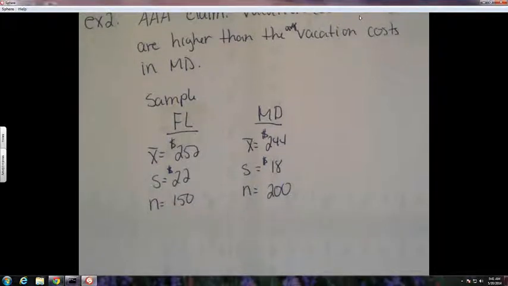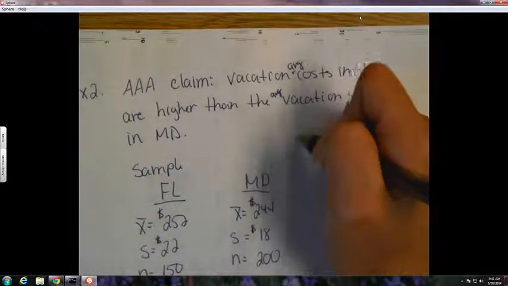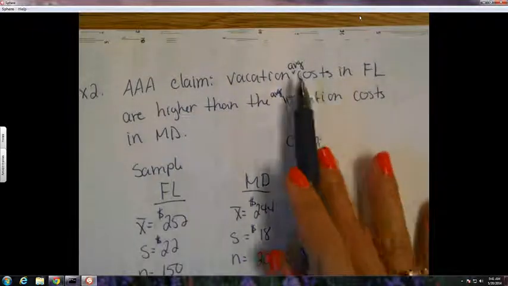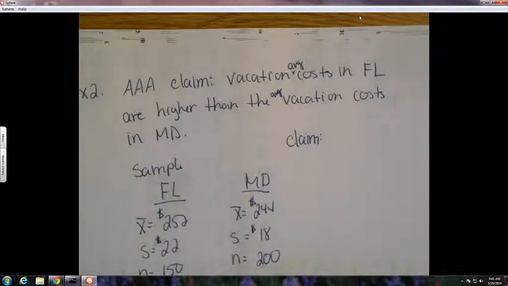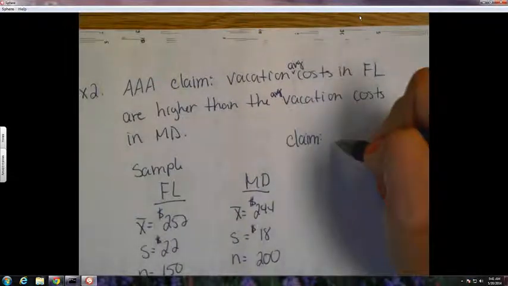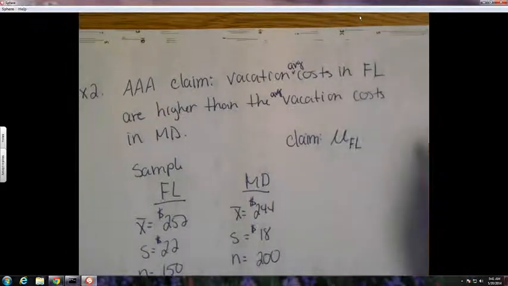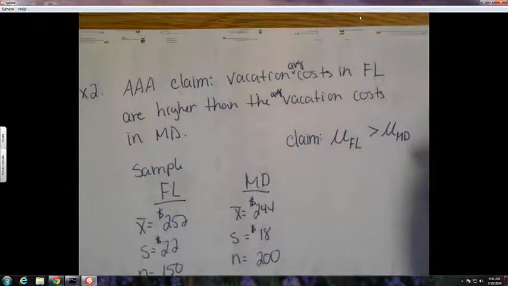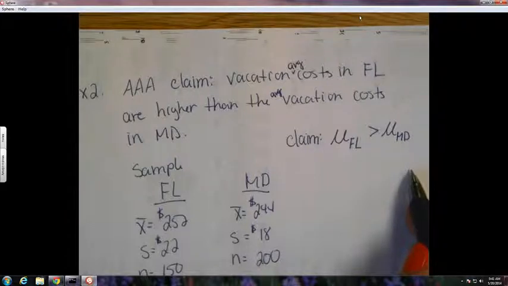Okay. Claim, in symbols, which we'll rewrite as a difference in a minute. How do you write that the average cost in Florida is higher than the average cost in Maryland? Greater than. The mean for Florida, what are they saying about it? Greater than the mean of Maryland. Could I just as easily say the mean of Maryland is less than the mean of Florida and go through the test? Yeah, that means the same thing.